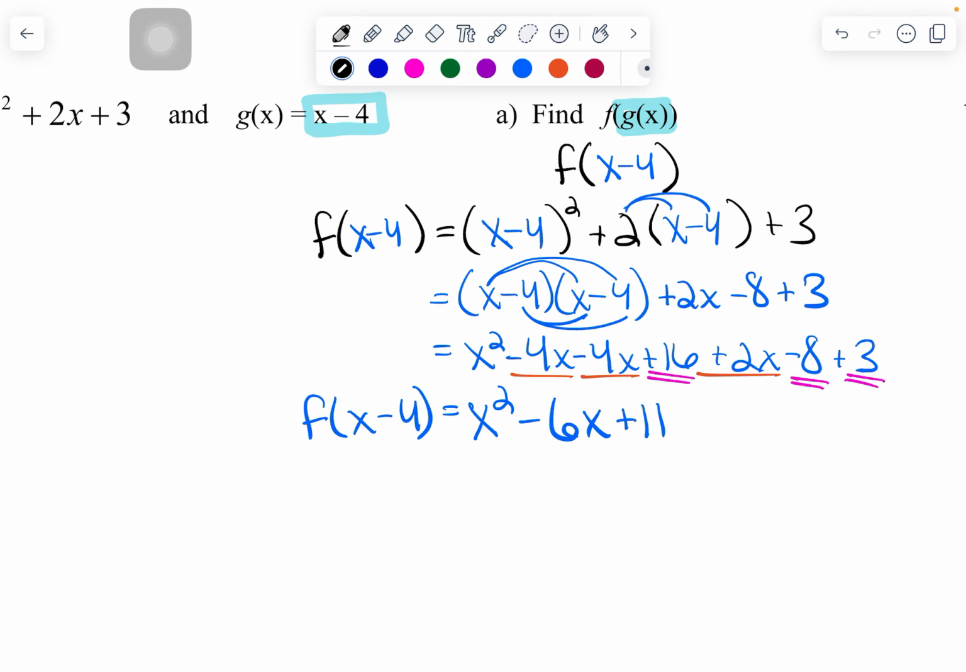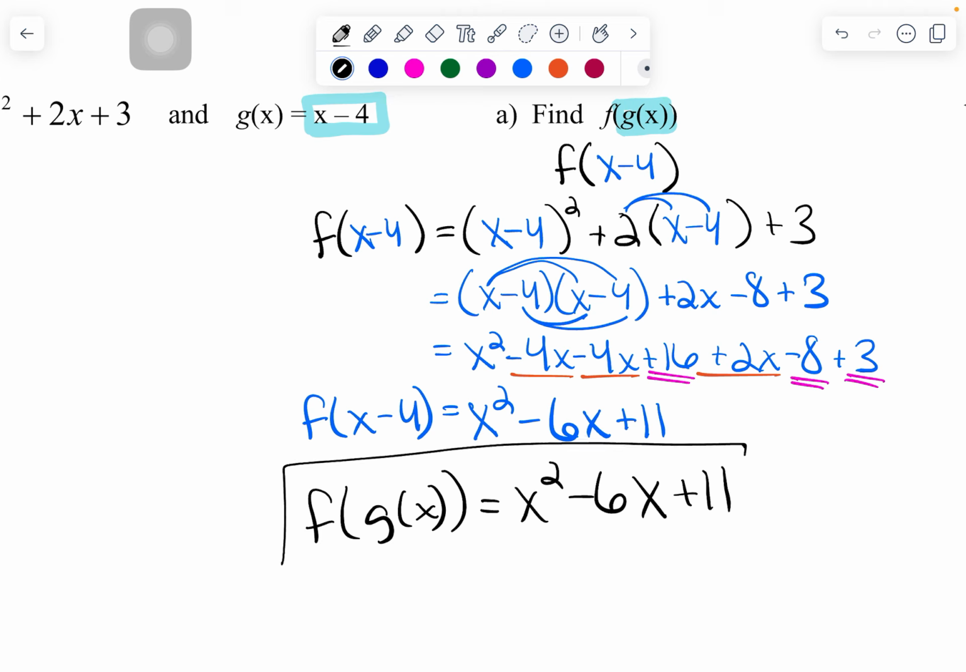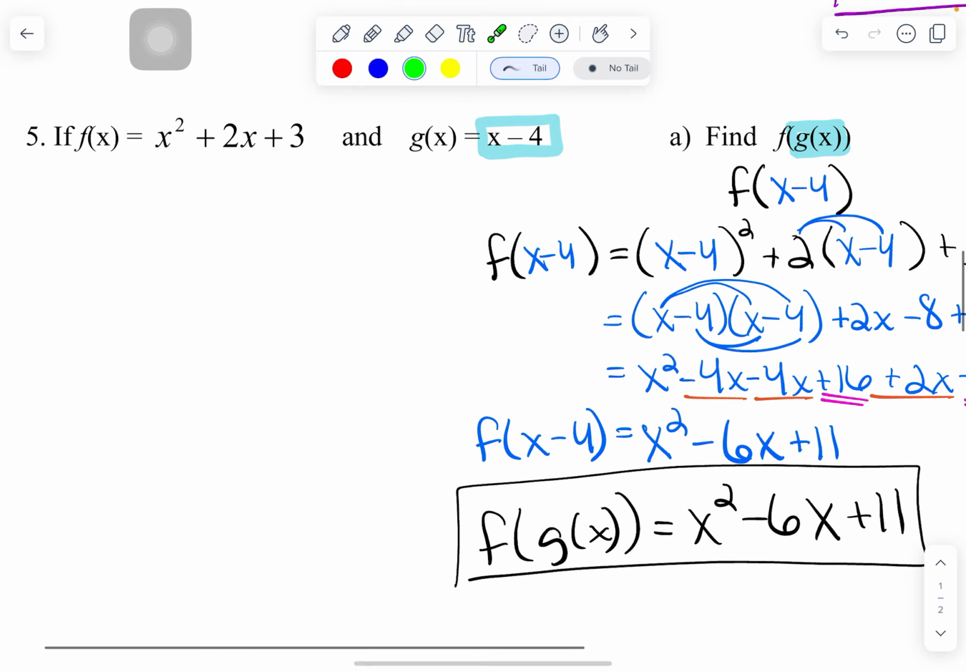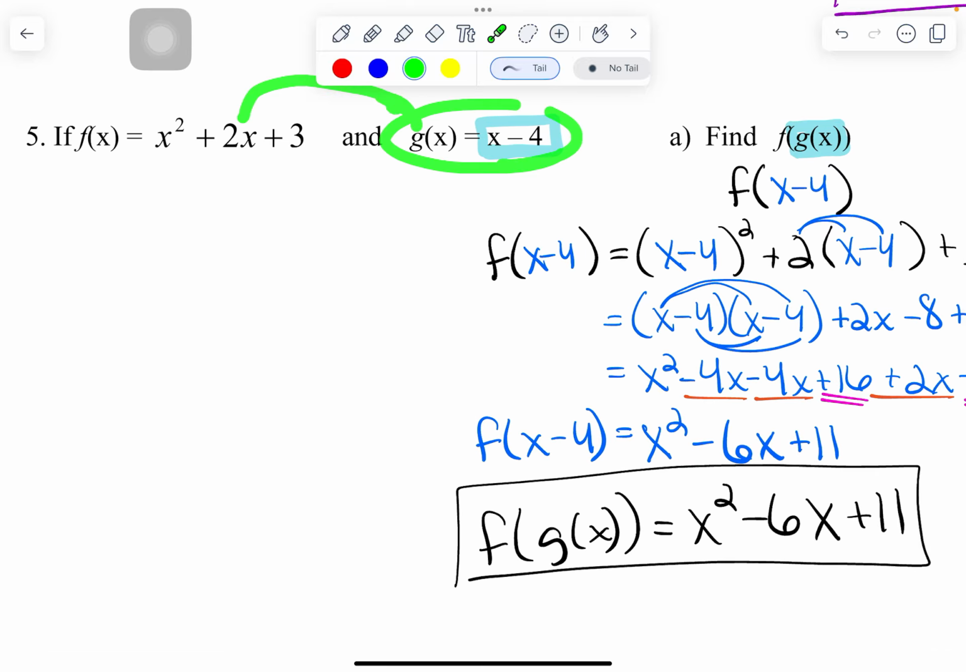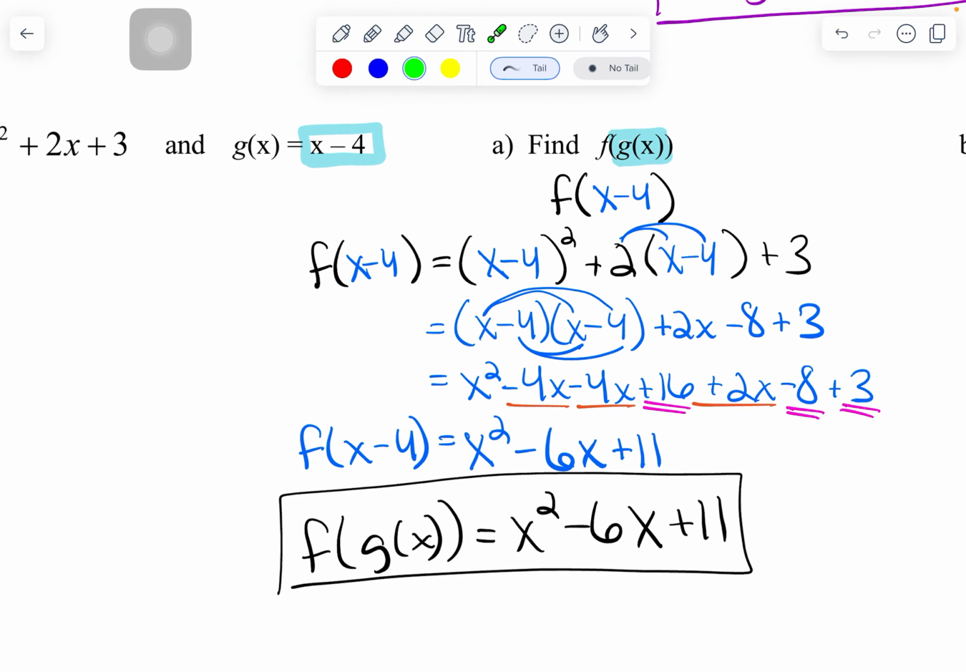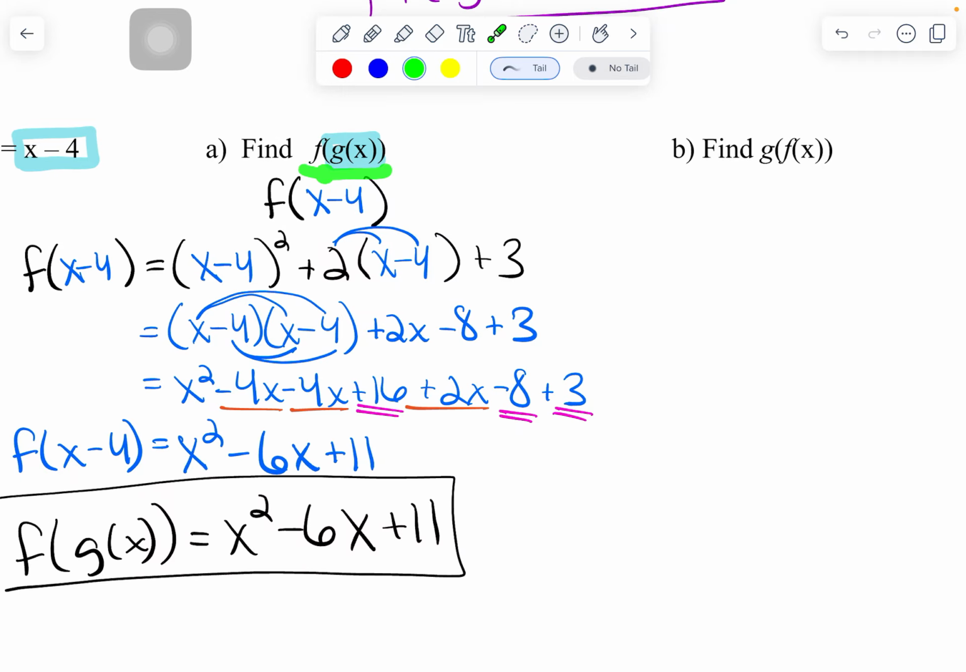I'm just going to reinforce what we just figured out. So this is f of g of x is equal to, again, what you just found, x squared minus 6x plus 11. Ta-da, there is the answer to part A. That is a composite function. You took a function and put it inside of another function. In this case, we took the g of x function and inputted it into the f of x function. But here's where you got to be careful, because part A and part B look almost the same, but the order is different.